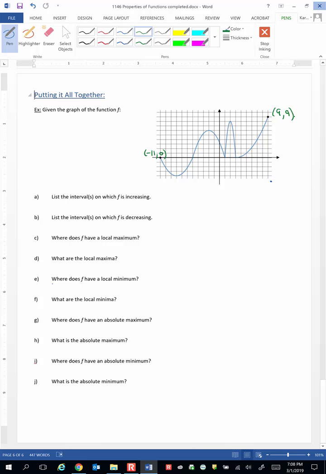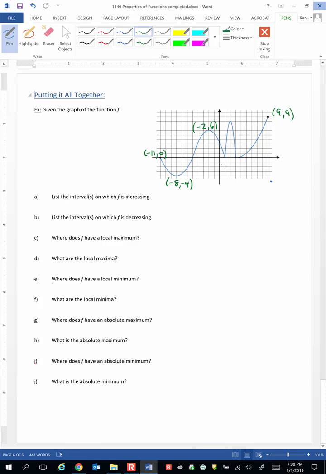Now I'm going to label all the turning points because we'll use those to define increasing and decreasing intervals, to define local minimums and maximums, and also possibly to define absolute maximums and minimums. So let's get those labeled. Here's a turning point at (-8, -4). Here's one at (-2, 6).